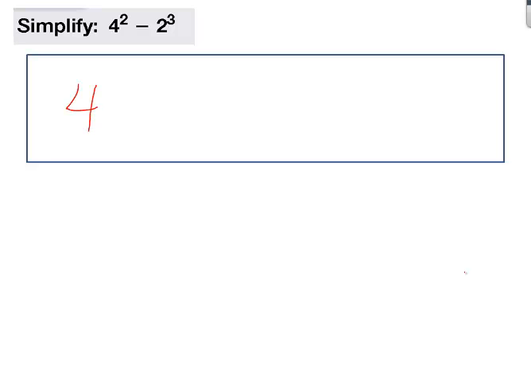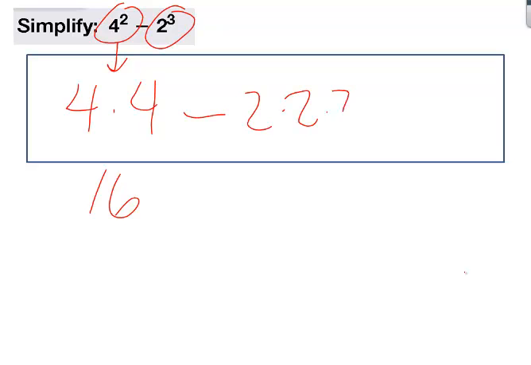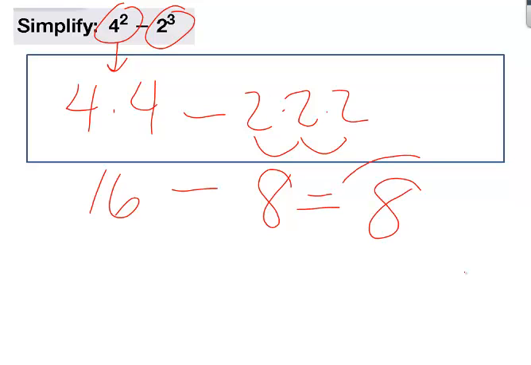So here we're going to take 4 times 4. That's this part here, which equals 16. And over here, minus 2 times 2 times 2, which is 2 times 2 is 4, times 2 is 8. 16 minus 8 equals 8. Our answer is 8. Hopefully you got the answer 8.